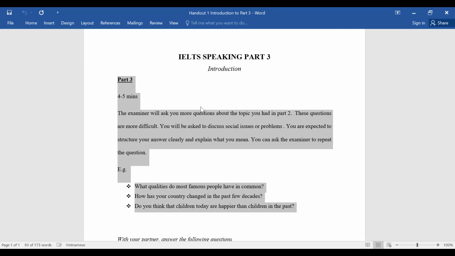Part 3, 4 to 5 minutes. The examiner will ask you more questions about the topic you have in part 2. These questions are more difficult. You'll be asked to discuss social issues or problems. You're expected to structure your answer clearly and explain what you mean. You can ask the examiner to repeat the question. For example, what qualities do most famous people have in common? How has your country changed in the past few decades? And do you think that children today are happier than children in the past?